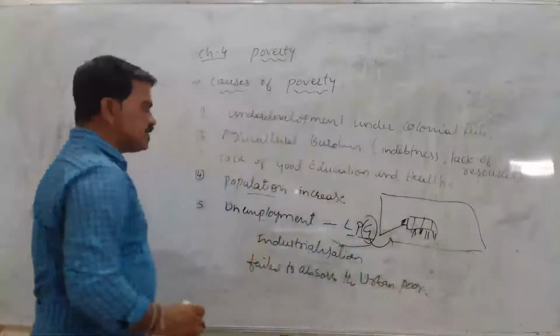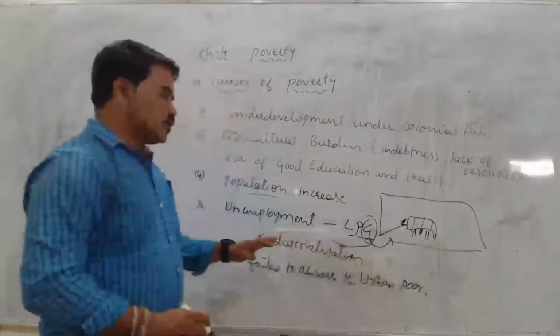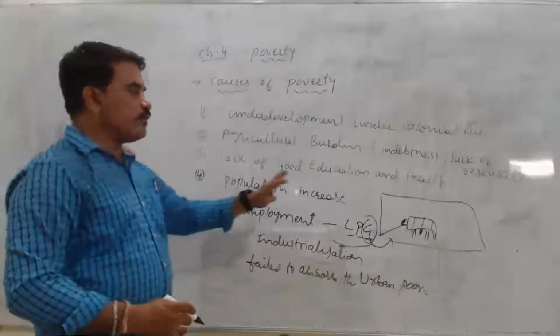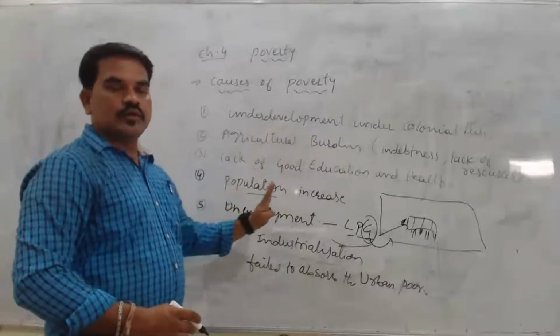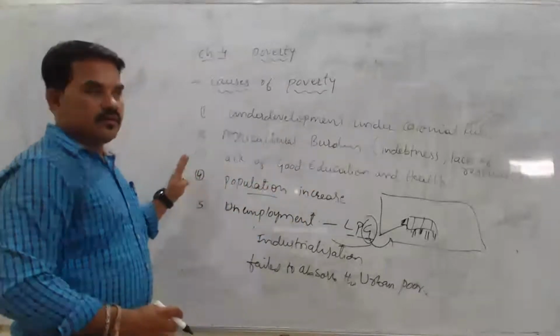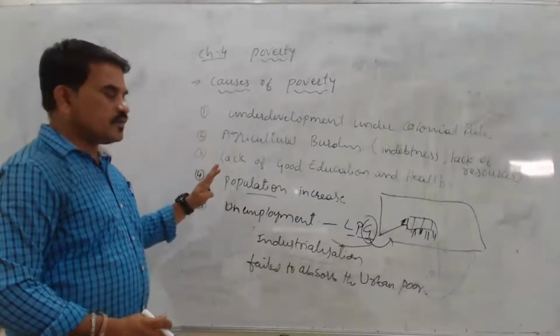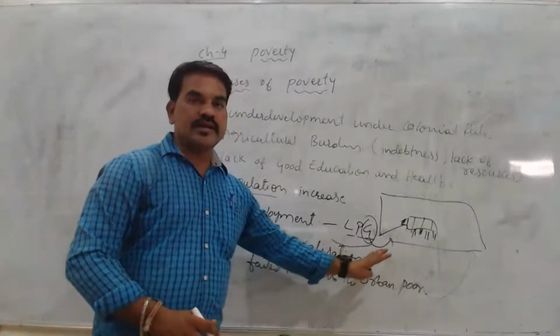You can see the industrialization failed for the urban poor. So who are the urban poor? People from rural places who don't have much land will move to urban places. Most of the people will move to Bangalore or Mumbai in search of a job. So they are the urban poor who have migrated.